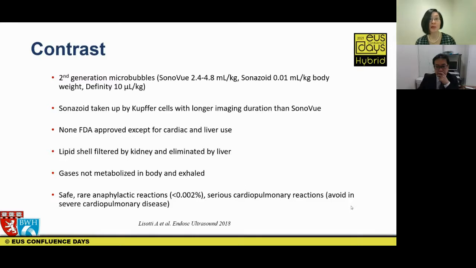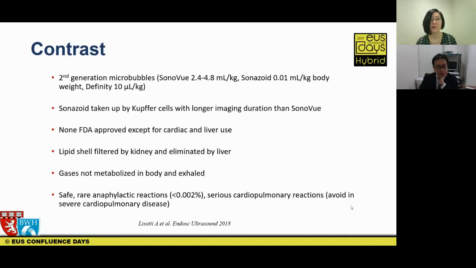Sonazoid is taken up by the Kupffer cells, which allows longer imaging duration than Sonoview, and I'll talk about that a little bit later. None of these are FDA approved for use except in cardiac and liver. The nice thing about these is that they are filtered by the kidney, but eliminated by the liver, the lipid shell. So you can certainly use these in people with renal issues, and the gases are simply exhaled.